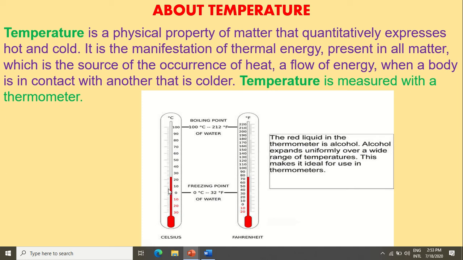Look here, I have given the picture of a thermometer by using which we can measure the temperature. The red liquid in the thermometer is alcohol. Alcohol expands uniformly over a wide range of temperatures. This makes it ideal for use in thermometers.